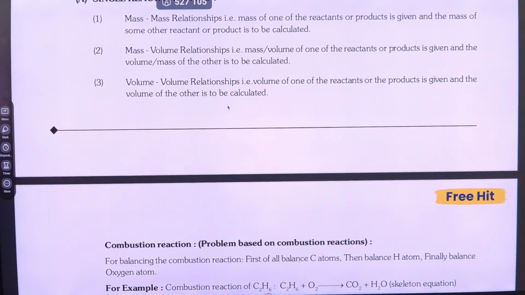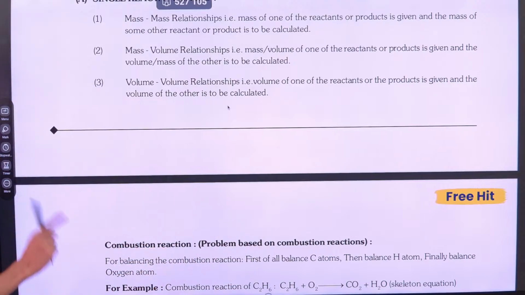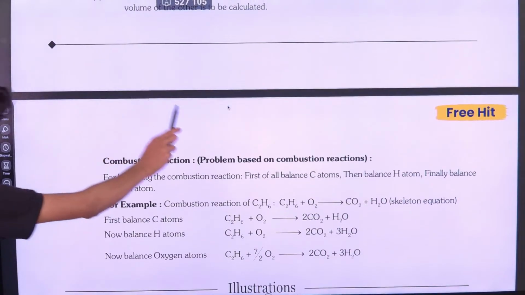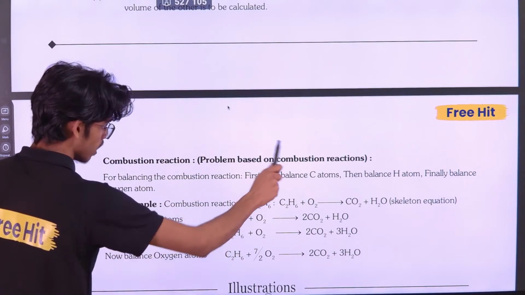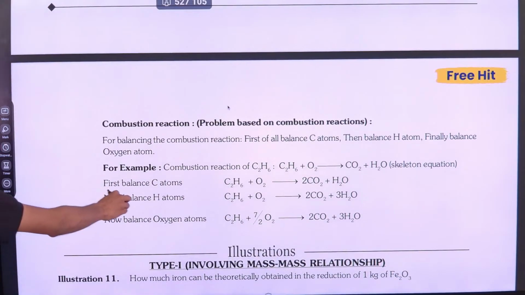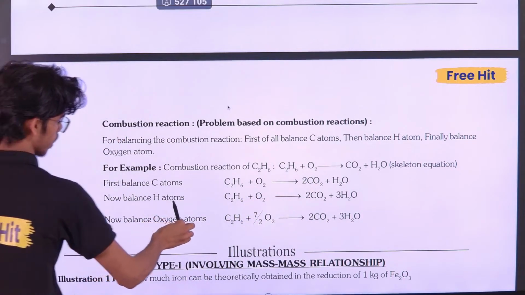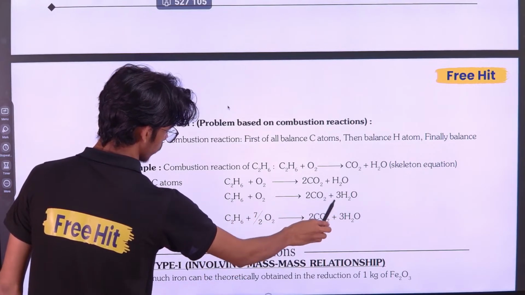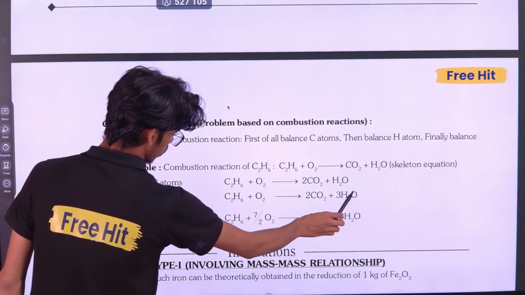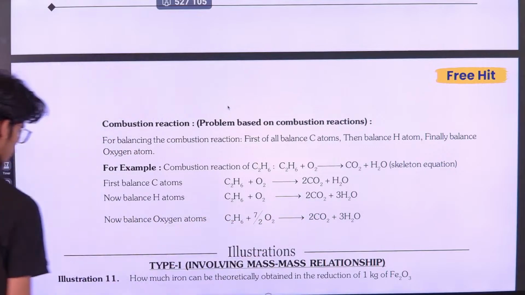For balancing a combustion reaction, first of all balance the carbon atoms, then balance hydrogen atoms. Remember always, if you want to balance a combustion reaction, first you have to balance the carbon atoms, then hydrogen, and finally balance oxygen atoms. First, balancing the carbon atoms: 2 here, 2 here, so multiply by 2. Then balance hydrogen atoms: 6 here, 2 here, so multiply by 3. Then balance oxygen atoms: 3 here, and 2 something, so it is 7 by 2, it means 7 oxygen atoms. Okay, got it?